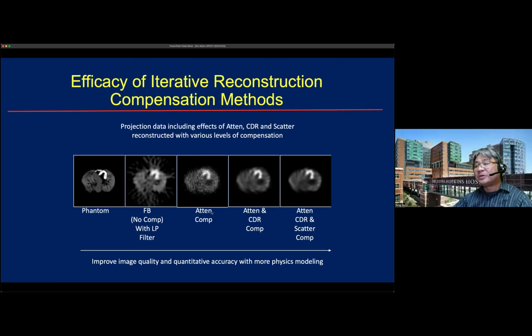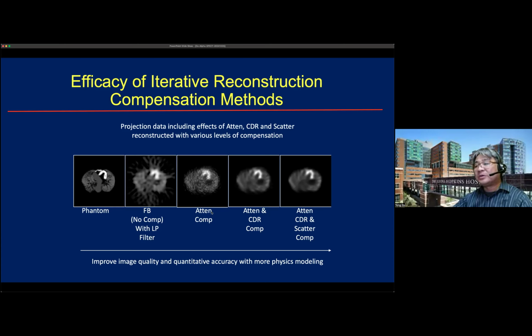So the image is more uniform. And when we include the collimator detector response, basically resolution recovery, you can see the edge of the myocardium becomes much sharper. And if we do the scatter corrections, it's hard to tell from this image, but if we draw the profile, we can see this image is closer to the true activity as compared to the original phantom.